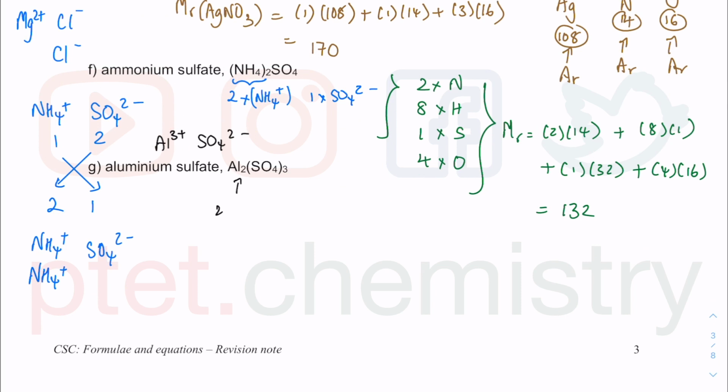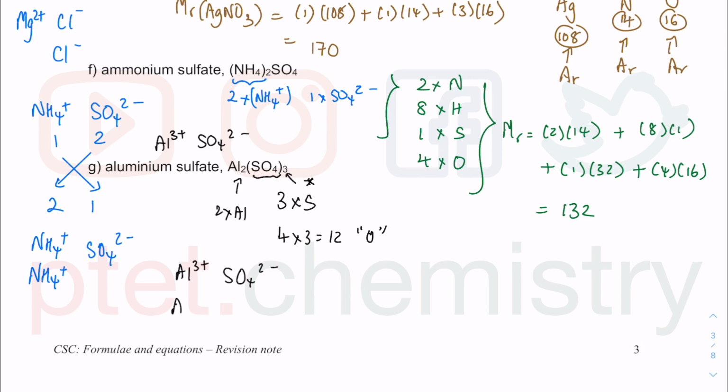So this means there's 2 times aluminium. This is inside a bracket, there's 3 of that, so there is 3 times sulfur, and there is 4 times 3, which is 12 times oxygen from that thing on the right hand side. Hope you can see that. 3 times sulfur, 4 times 3, which is 12 times oxygen. If you really cannot see that, you should know where it comes from.